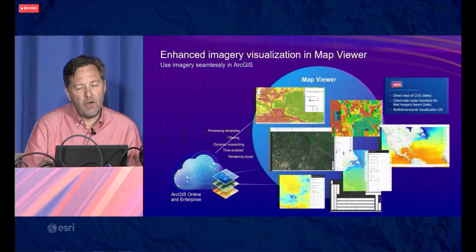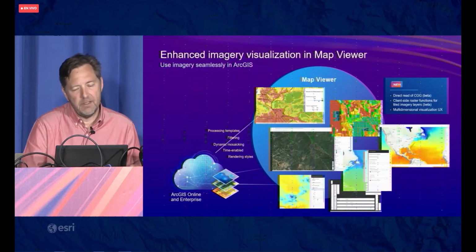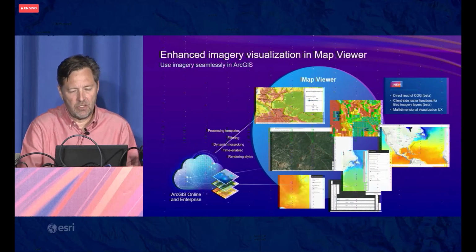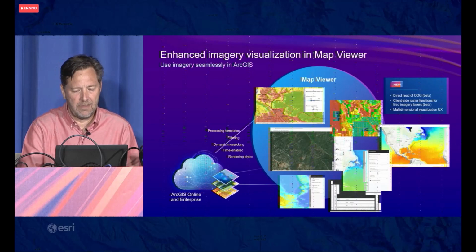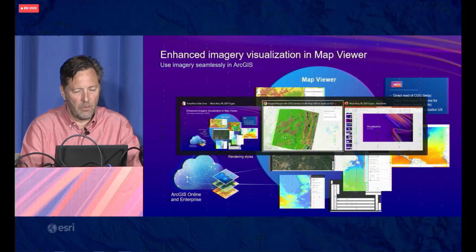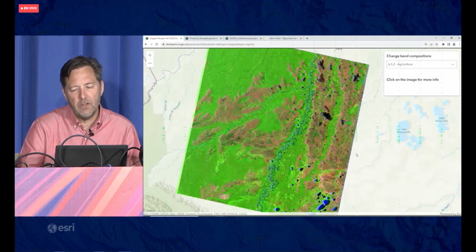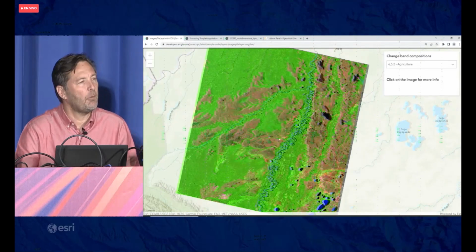Other enhancements are really in the map viewer and the APIs, and it's best to actually show this, but we continuously enhance the APIs and the map viewers to extend its imagery capabilities. Just want to give a couple of examples. The first one is the support of cloud-optimized GeoTIFFs.